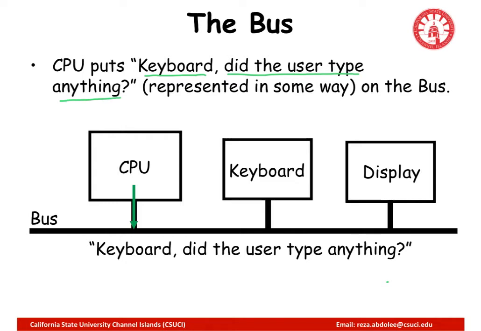For example, here, since it wants to know if something has been typed on the keyboard, the receiver is going to be the keyboard. And the message or the request is: did the user type anything on the keyboard? So it sends this message over the bus.